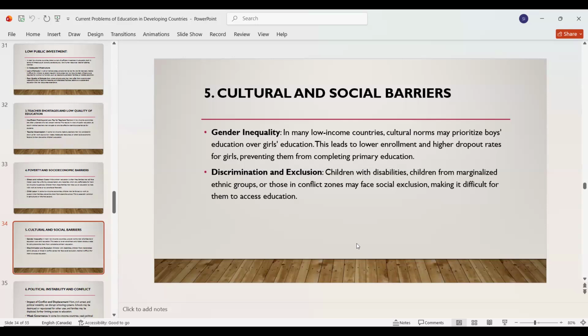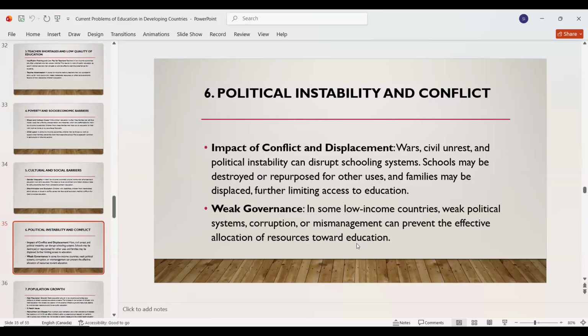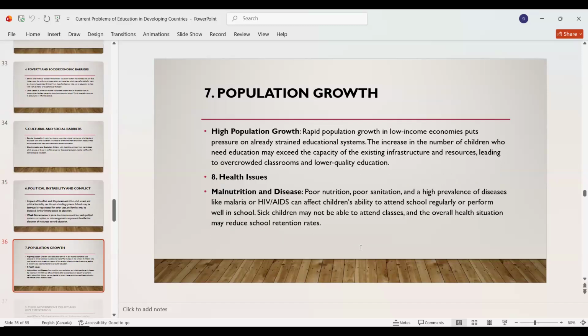Discrimination and exclusion. Children with disabilities, children from marginalized ethnic groups, or those in conflict zones may face social exclusion, making it difficult for them to access education. Right. So political instability and conflict.